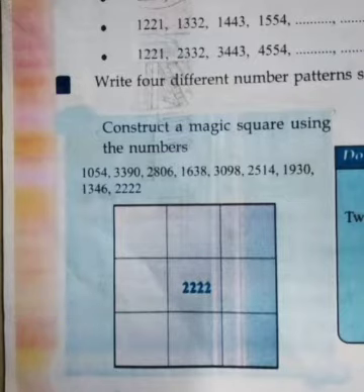Then tell me, dears, how can we arrange the remaining 8 numbers in this square? Yes, we carefully note that the sum of the numbers in each row, each column and corner wise is 6666. Okay, try it. My dears, teacher will give you a trick to arrange these numbers. Listen here.